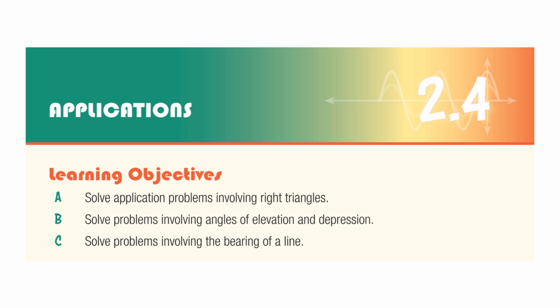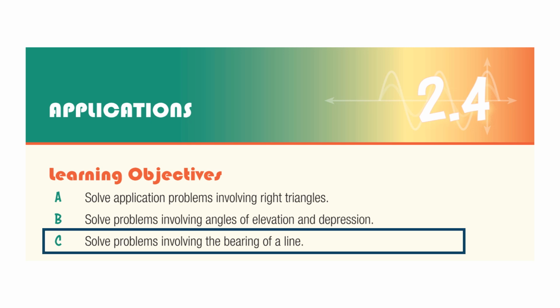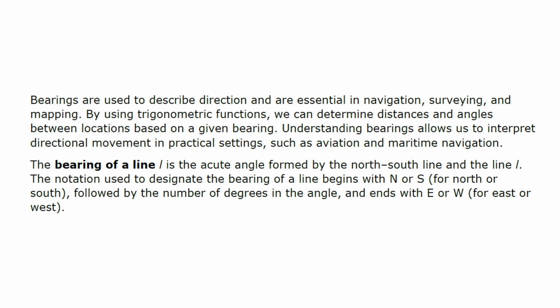All right. Objective 3, letter C. Solve problems involving the bearing of a line. So bearings are used to describe direction and are essential in navigation, surveying, and mapping. By using trigonometric functions, we can determine distances and angles between locations based on a given bearing. Understanding bearings allows us to interpret directional movement in practical settings, such as aviation and maritime navigation.